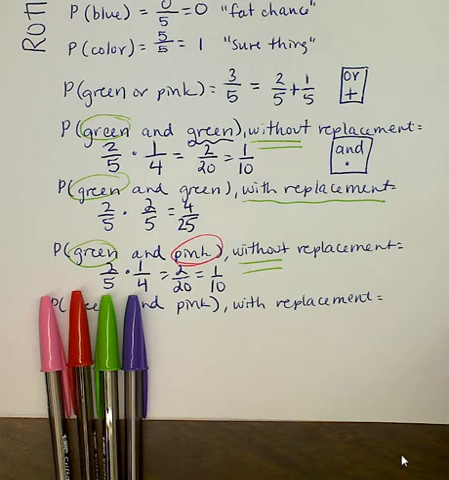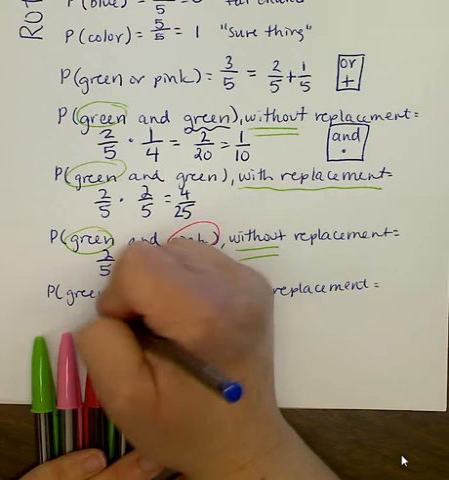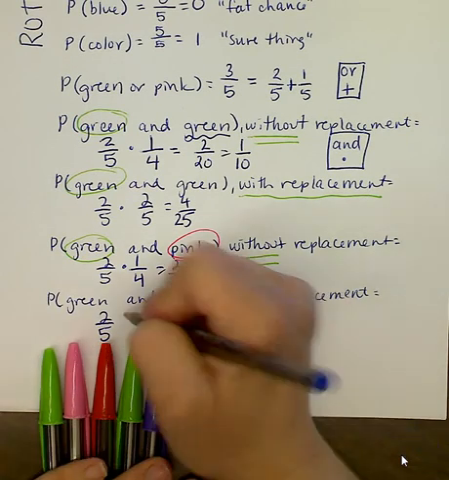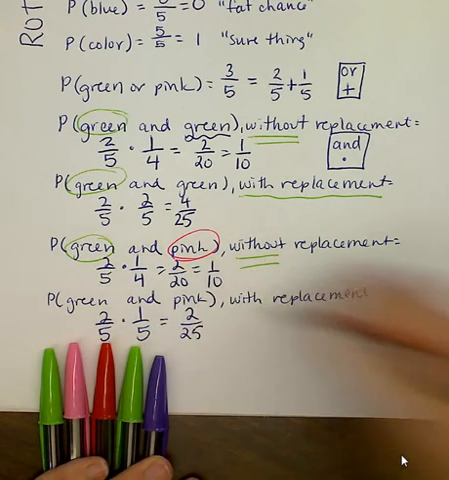If I look at green and pink with replacement, to start, green is going to be 2/5. I take the green out, but I put it right back in. And pink, that would be 1/5 for a final answer of 2/25 that does not reduce.